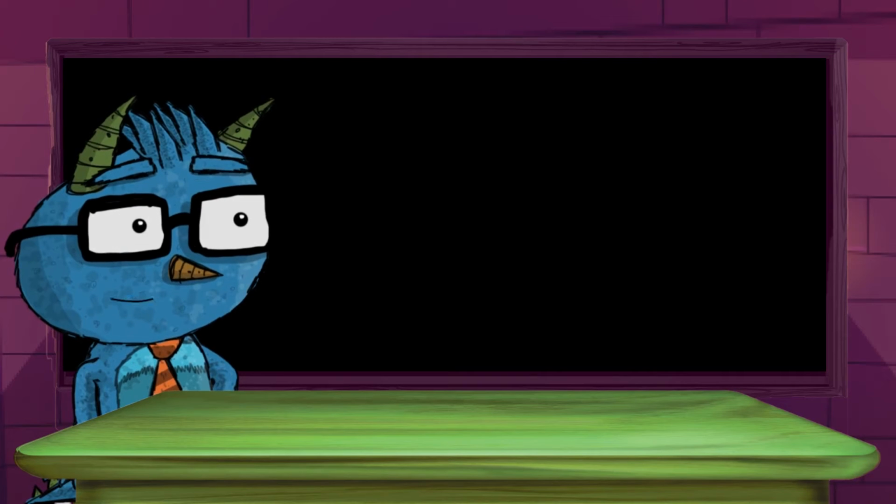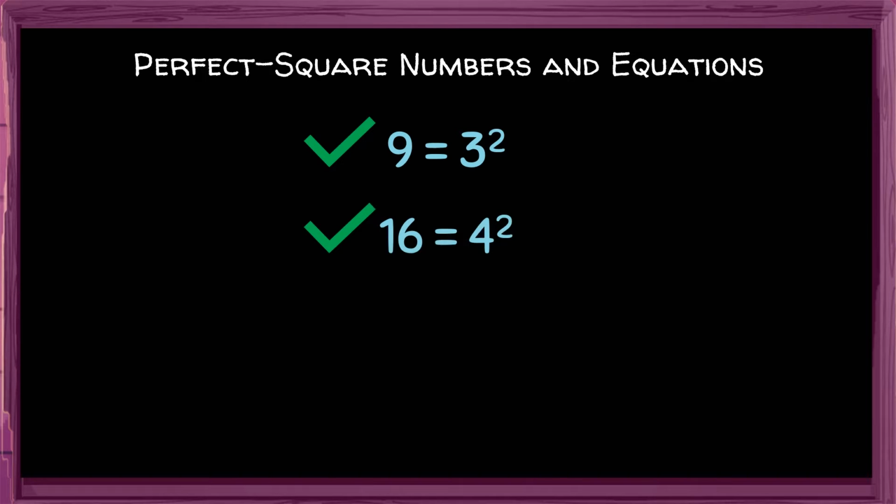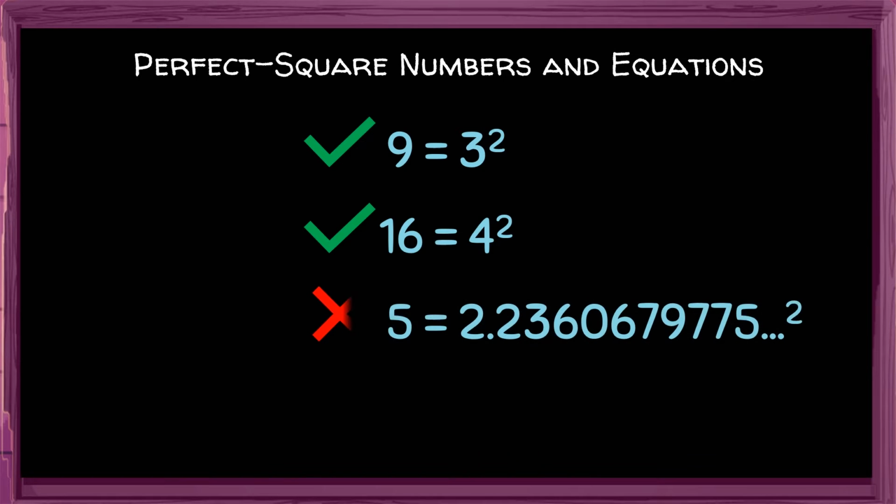That's right, Ruby and Bones. A number like 9 is called a perfect square because we get it by squaring 3. 16 is a perfect square because we get it by squaring 4. Most numbers are not perfect squares, though. For example, 5 is not a perfect square because its square root is a long, complicated number with a lot of digits after the decimal point. In this lesson, we're not focusing on numbers that are perfect squares. We're focusing on quadratic equations that are perfect squares. But it works the same way.